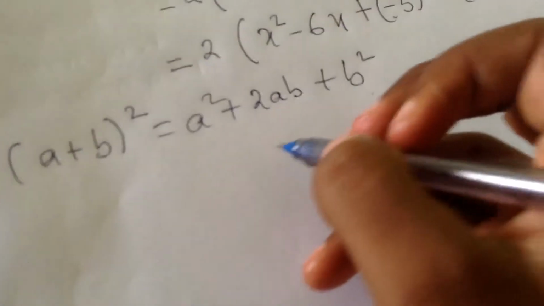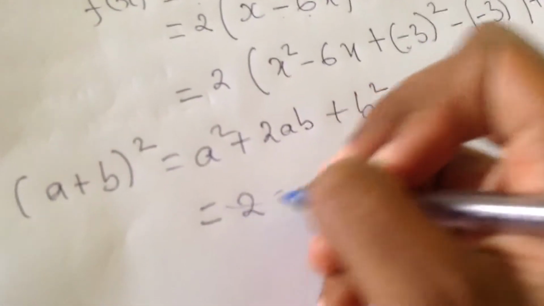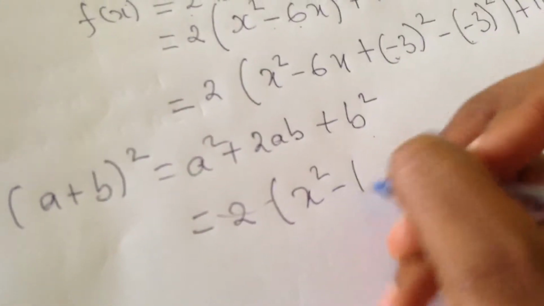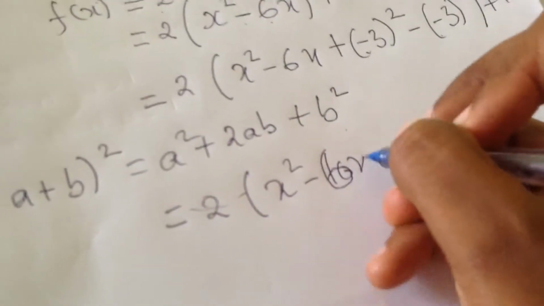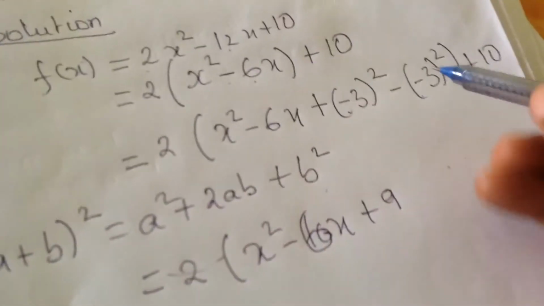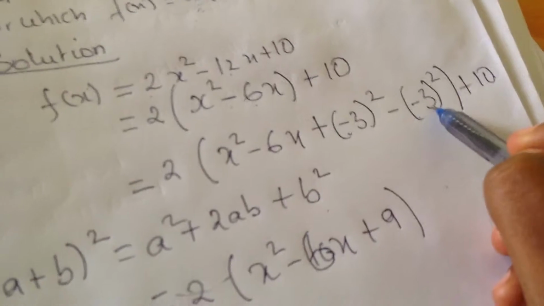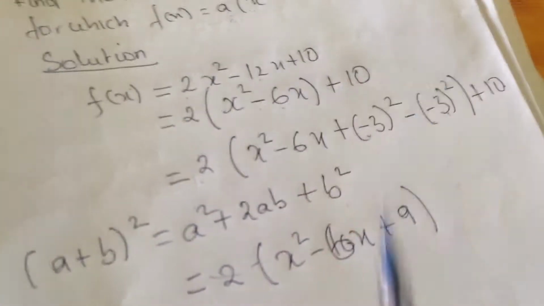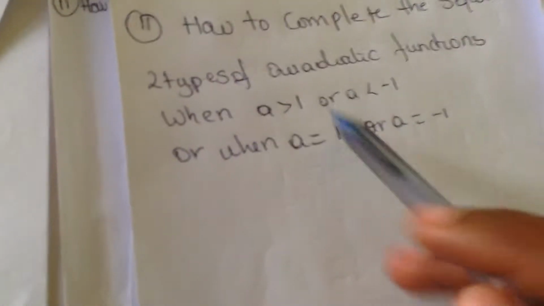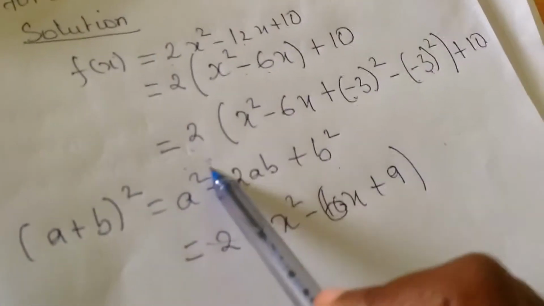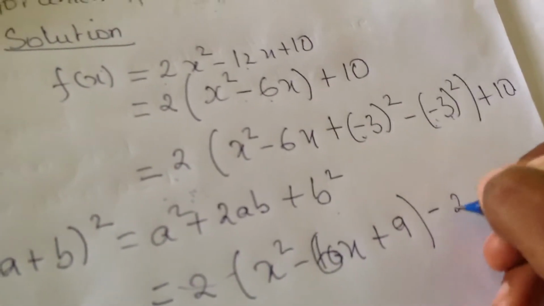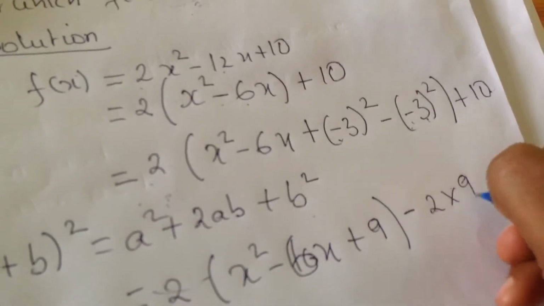So then I'll write 2 into bracket x squared minus 6x plus 9. And then this term will go out of the bracket. Don't forget, when it comes out of the bracket, you are multiplying it by 2. That is what I meant with what I was talking about here. When a is 1, you don't have a problem, but when it is greater than 1, you mustn't forget that there was a 2 outside, so it will affect this term when it's coming out. So then it will be -2 times what is in the bracket, which is 9, plus 10.